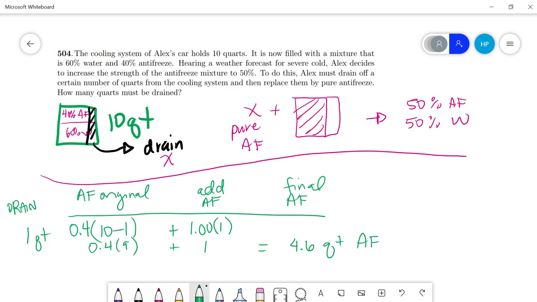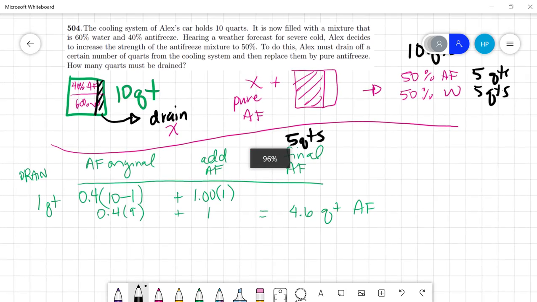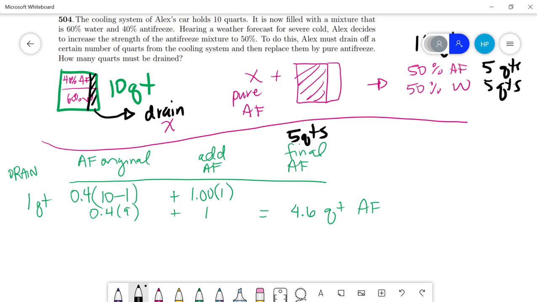Now, of course, that's not what I want. What am I hoping to get? Well, if I want this final thing to be 50% antifreeze and 50% water, and we're going to have 10 quarts, then it's going to be 5 quarts of each. So I'm hoping that this is going to end up to be 5 quarts. So 4.6 quarts isn't so far off, but it's not quite right. So let's make another guess.